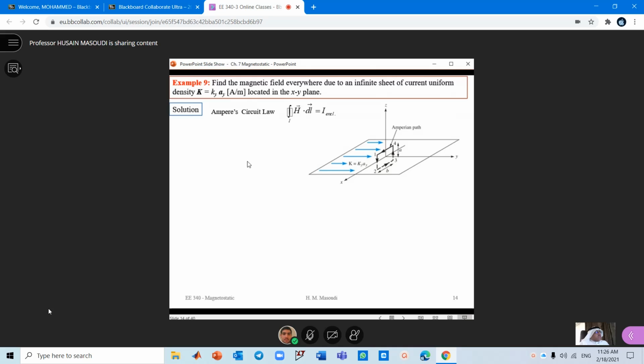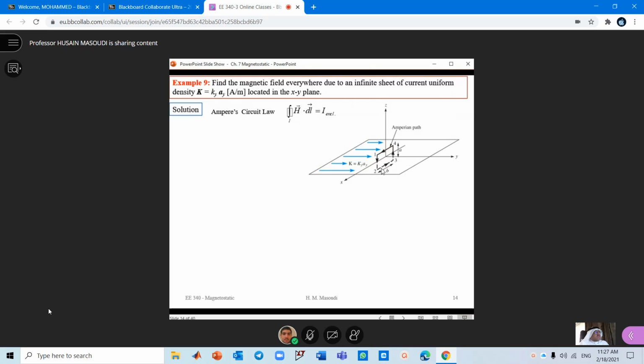Let's apply Ampere's circuital law. The circulation of H is equal to I enclosed. In order to explain this, I'm going to take this Amperian path around the sheet. Imagine this path: half of it is above the sheet and half of it is below the sheet. This dashed line is below the sheet. The path is closed, first of all, so we are going to integrate from 1 to 2, 2 to 3, 3 to 4, and then 4 to 1.